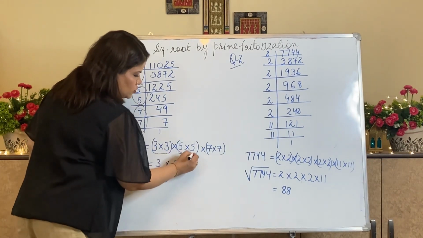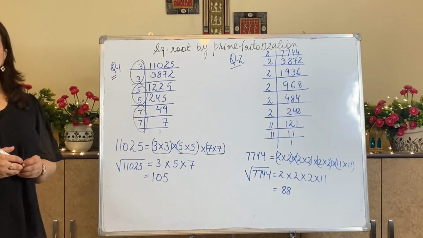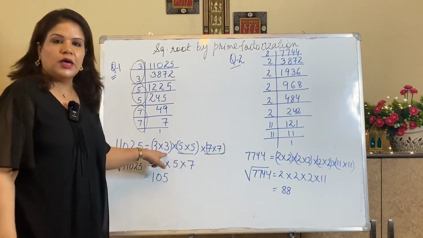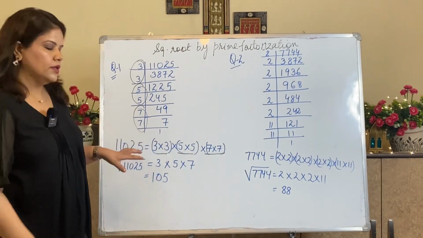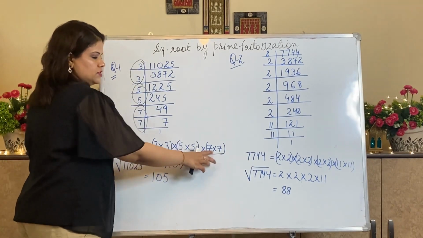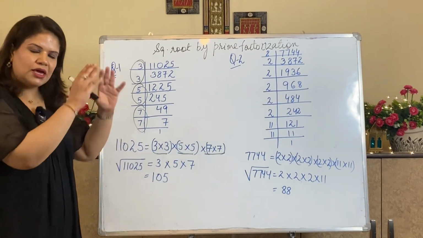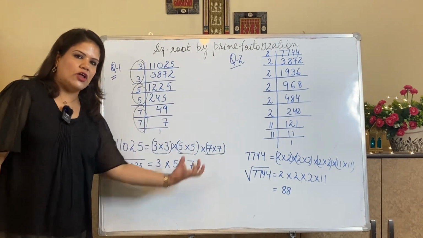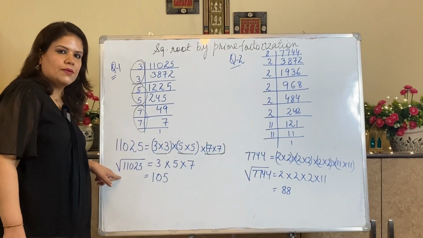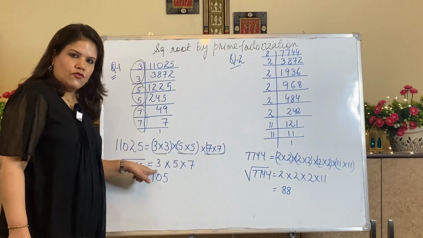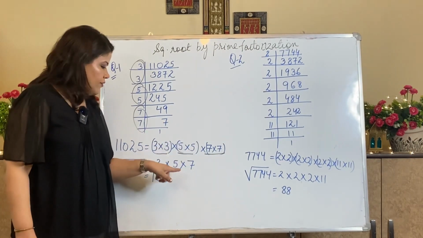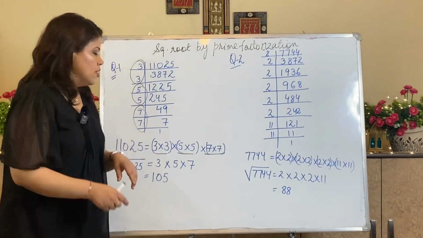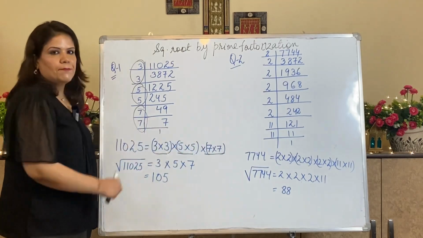3 into 3, 5 into 5, 7 into 7. I told you we have to make pairs of these numbers in which each pair has equal numbers. 3 and 3, 5 and 5, 7 and 7. The numbers are equal and they make one pair. Out of these pairs, we will draw only one factor to find the square root of the number. From 3 into 3, I will withdraw 3. From 5 into 5, I will withdraw 5. From 7 into 7, I will withdraw 7.